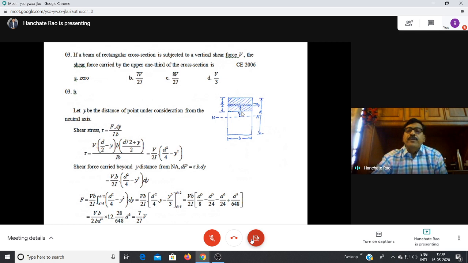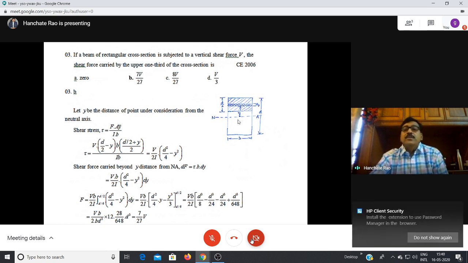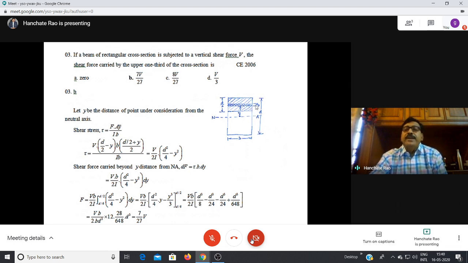To find that, we first have to find the shear stress distribution. Let us consider a small strip in this portion at a distance of y, having a thickness of dy. The area of this small strip is B into dy. Its moment is B into dy into y. If you integrate it, you get the total AY bar.